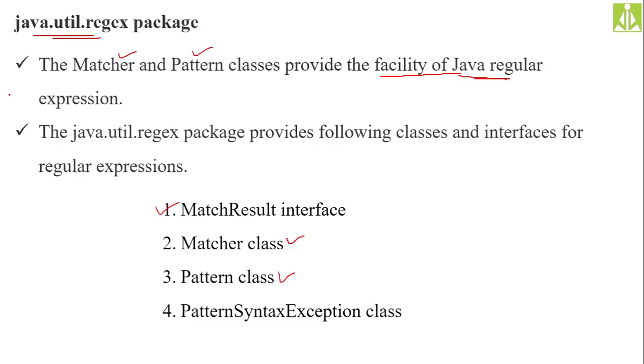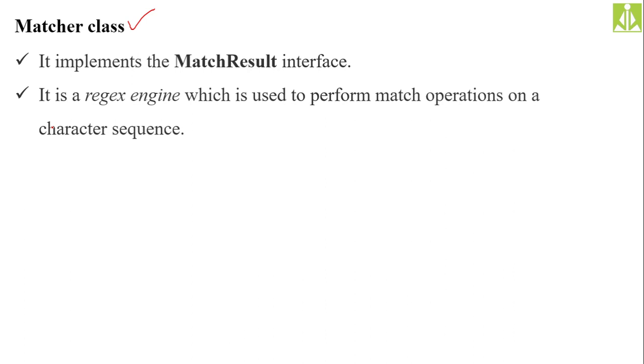Here, if you see the matcher class, the second predefined class, it is implementing the MatchResult interface. It is a regex engine which is used to perform match operations on a character sequence. After generating the pattern, after generating the regular expression, what string is going to satisfy that regular expression? How are we going to check? By comparing that regular expression with the string, isn't it? We compare the regular expression with the string, we perform a match operation over there, and who will do that job? Your matcher class will do that job.